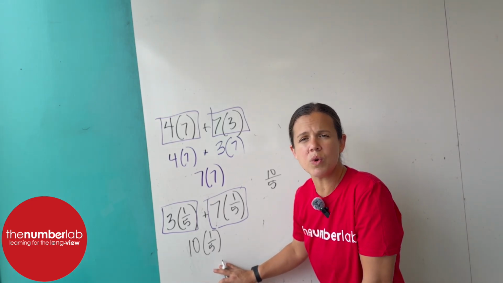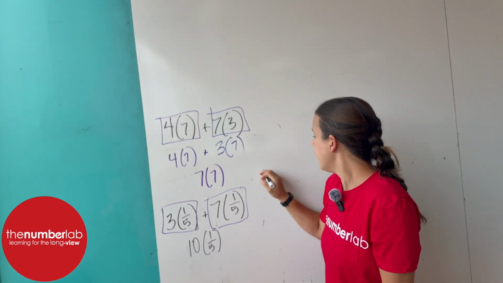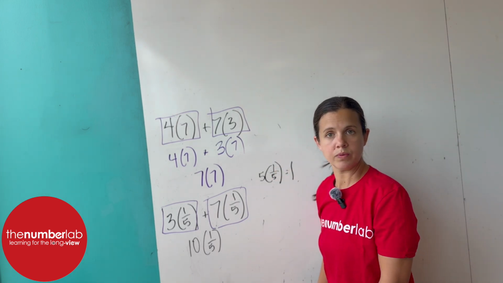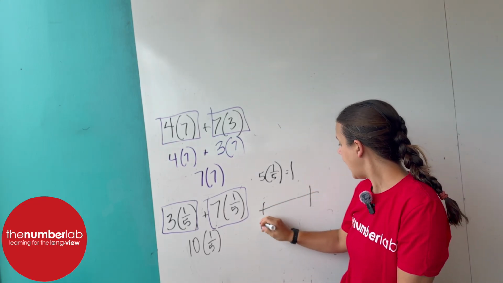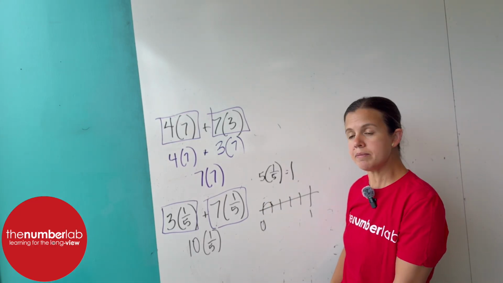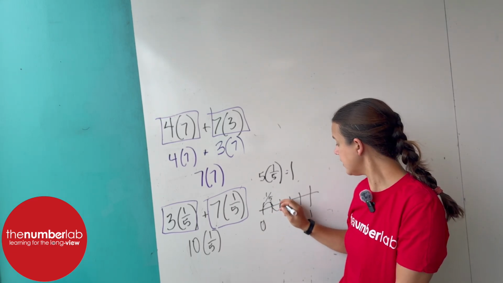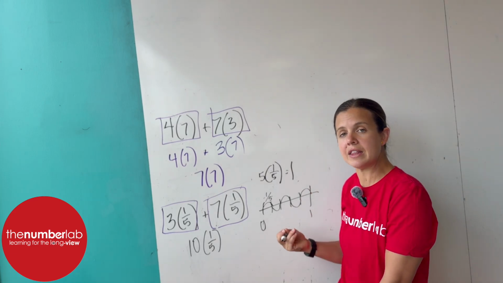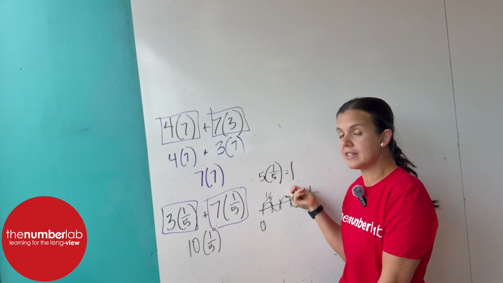Now, I need to understand, well, what is a fifth? What do I know about fifths? Well, 5/5 is equivalent to 1 whole. We know 5/5 is equal to a whole because a whole has been split into 5 equal parts. And each of these jumps is a jump of a fifth. 1/5, 2/5, 3/5, 4/5, 5/5. To get a fifth, I've taken a whole and split it into 5 equal parts. Therefore, 5/5 is equal to 1.